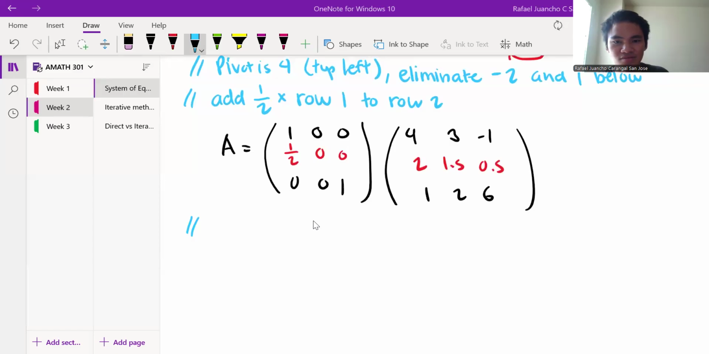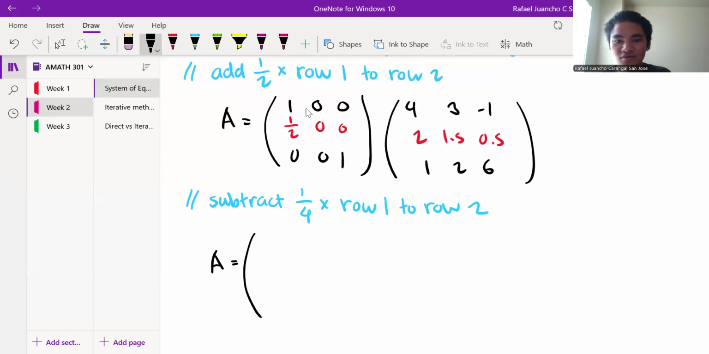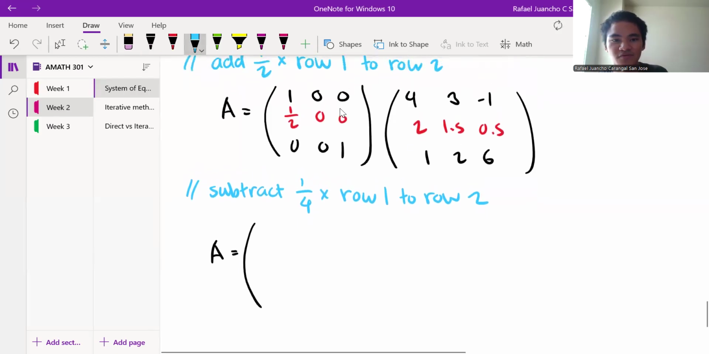Okay. Next. After doing that, now we want to eliminate the 1. So here we subtract 1/4 times row 1 to row 2. God, this is tricky. Okay, so here we have row 1, which we multiply by 1/4. So here we got 1/4, 0, 0, right? And then we put that to row 2. Oh no, to row 3, I mean. My bad. Row 3.